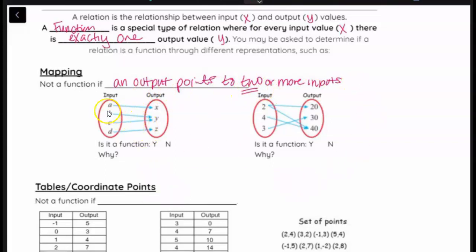So if I look at the first one, A is only pointing to one y value, which makes sense. For every x, there's one y. Same thing for B, it is only pointing to one y. C is also pointing to one y. D is also pointing to one y value, or one output value. Now we have two input values that are pointing to the same output value. That is okay. You can have repeating y values. But as long as every input value only has one arrow, yes, it can be considered a function. So every input has exactly one output.